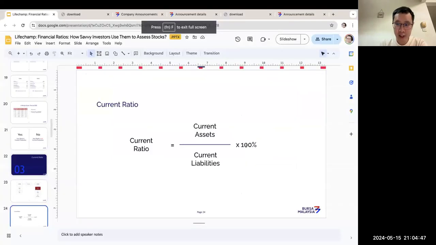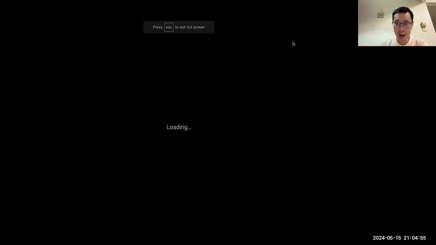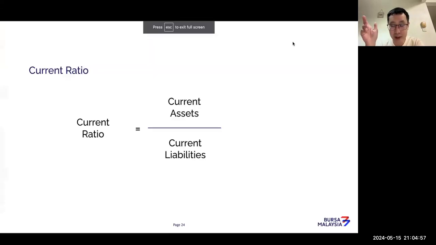So I will actually change the formula a little bit. I'm going to just remove this. And I'm going to explain why I'm going to remove that times 100%, because we don't do times 100% for current ratio. So current ratio is actually very simple. It is to take the company's current assets, divide it by current liability. There, you will get your current ratio.